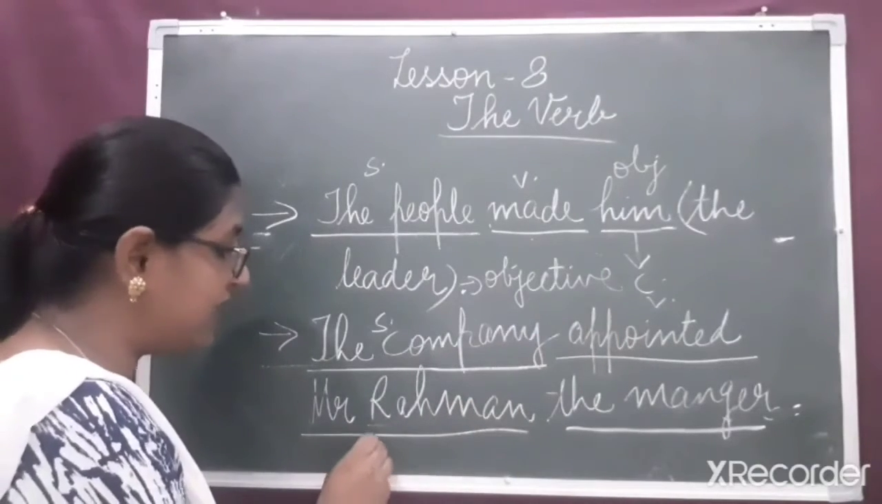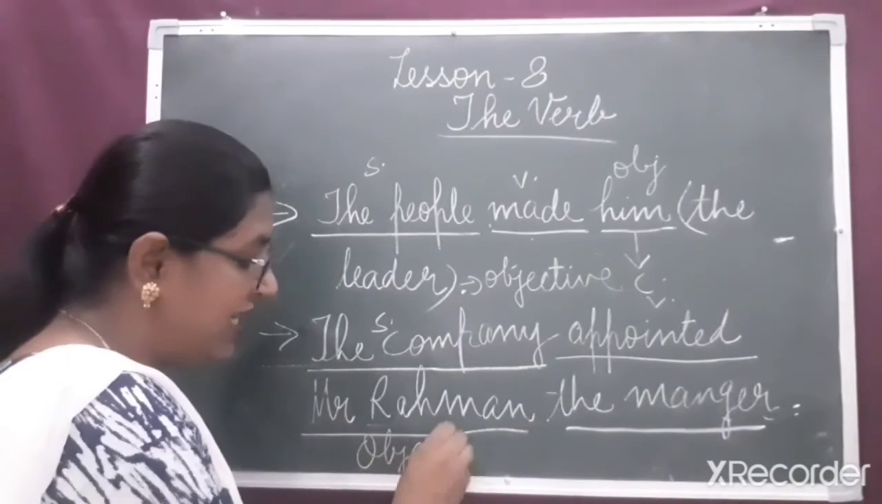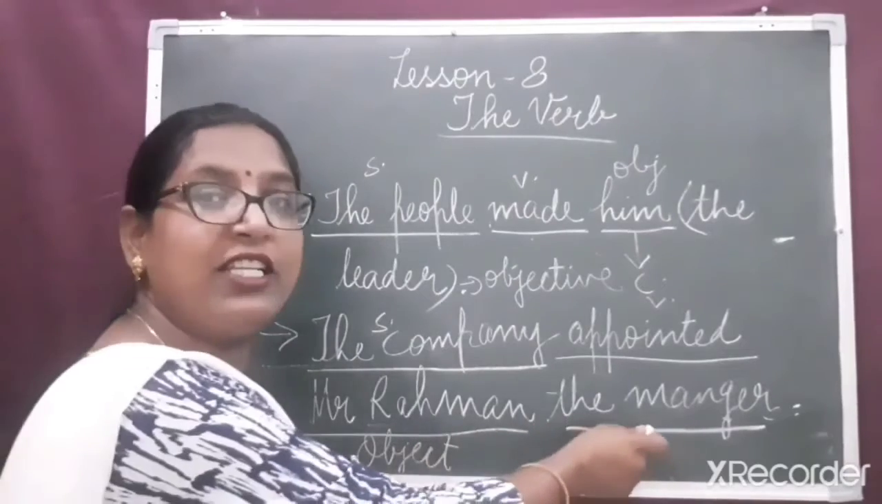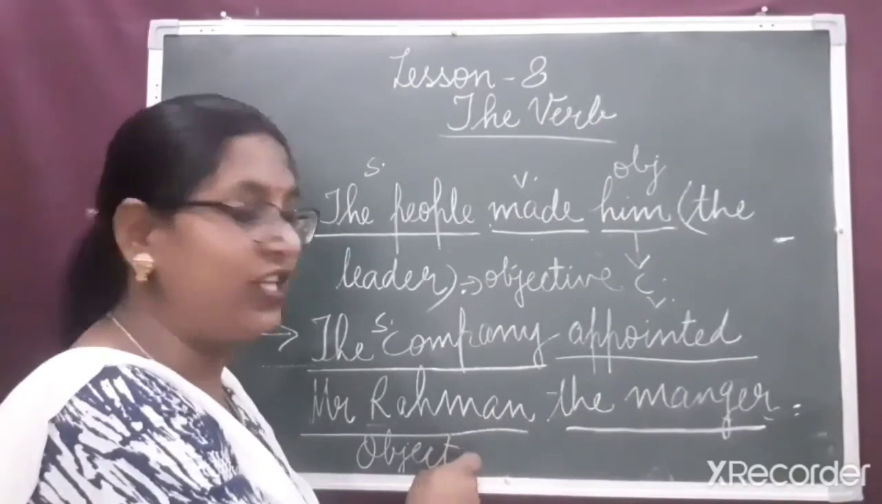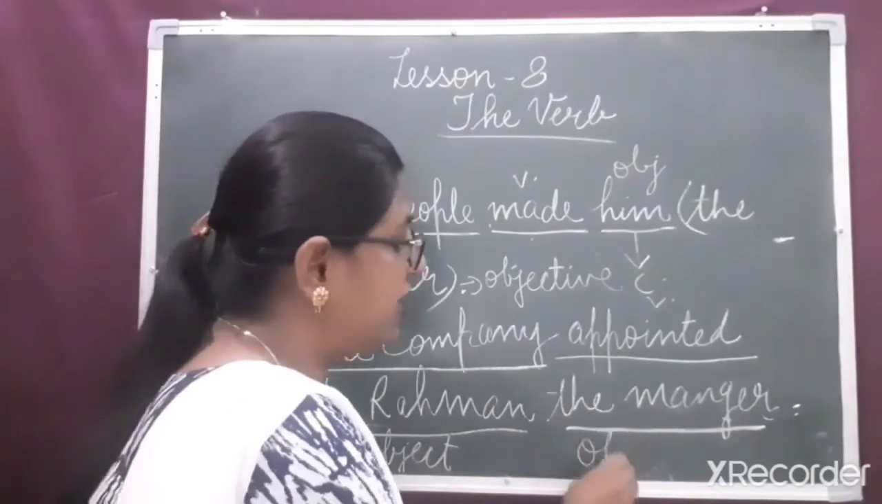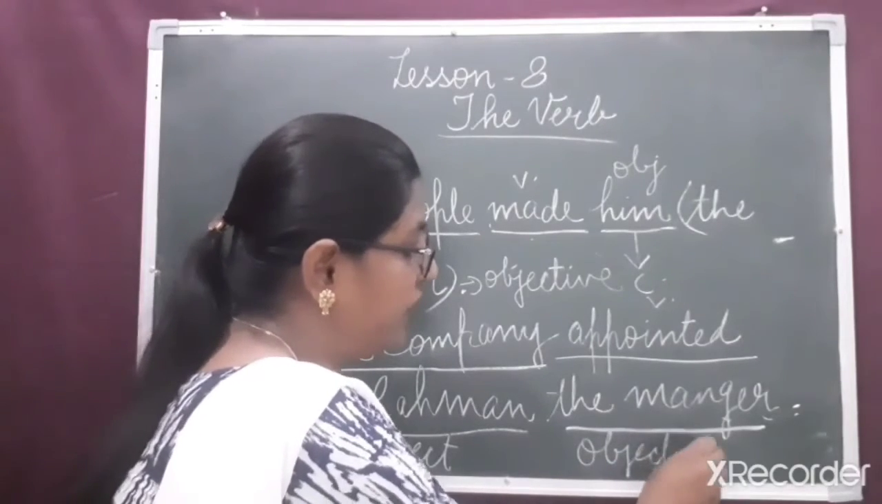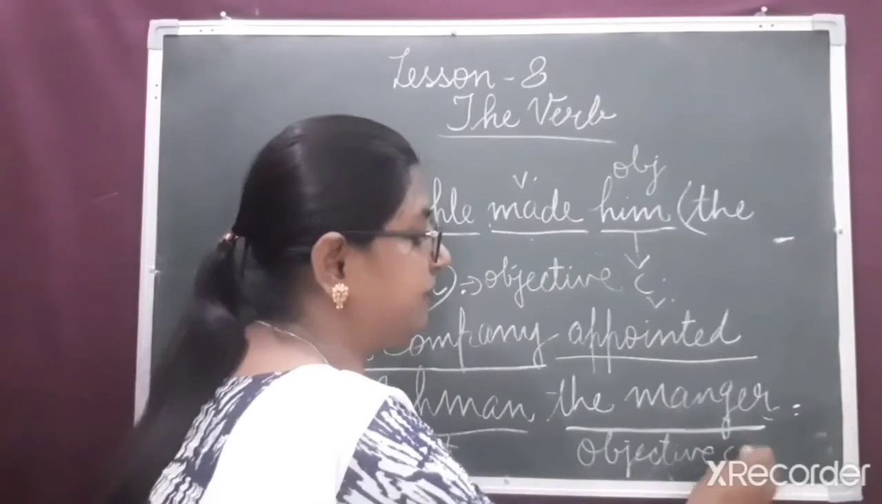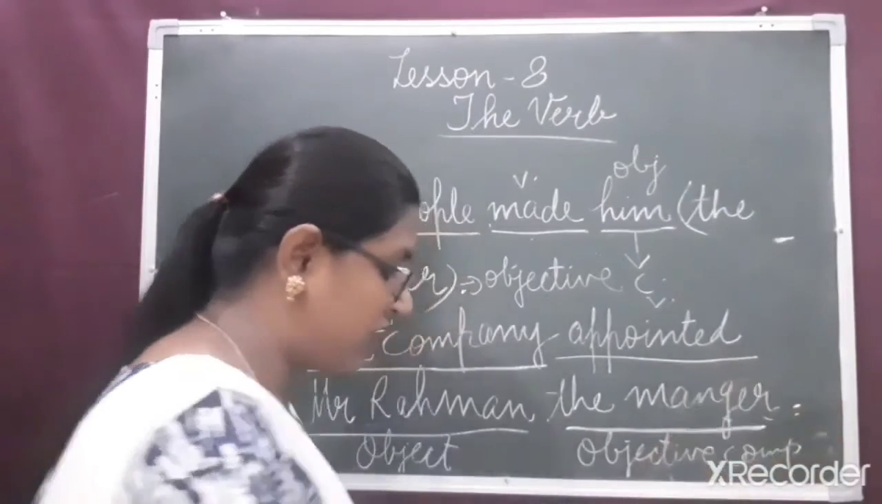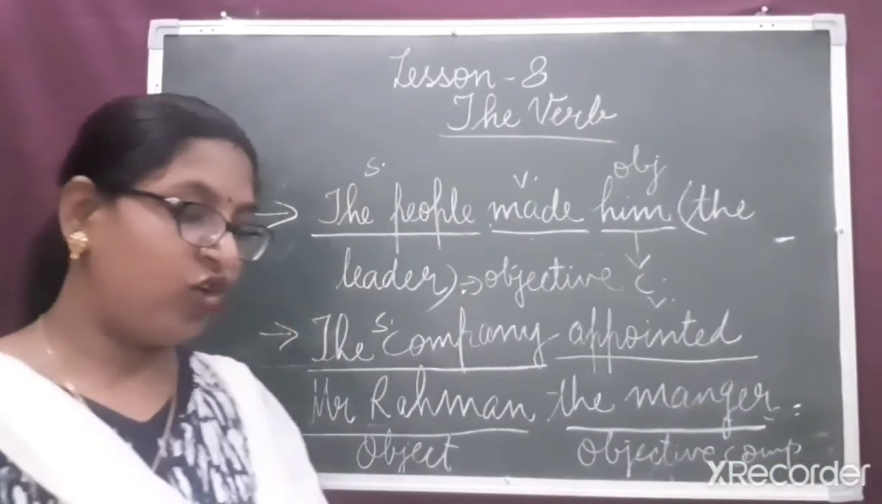Mr. Rahman is the object, and as this complement is referring to the object, we say it is objective complement.